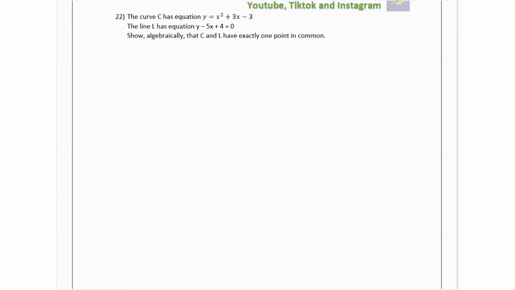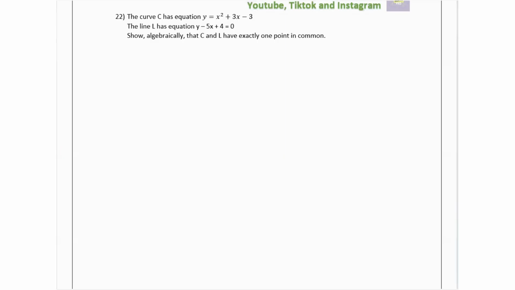Then it says the curve C has equation y equals x squared plus 3x minus 3, where the line L has equation y minus 5x plus 4 equals 0. We have to show algebraically that C and L have exactly one point in common. So, which means we're going to solve them simultaneously. But in this case, we're not going to use the elimination method. We're going to use the substitution method.